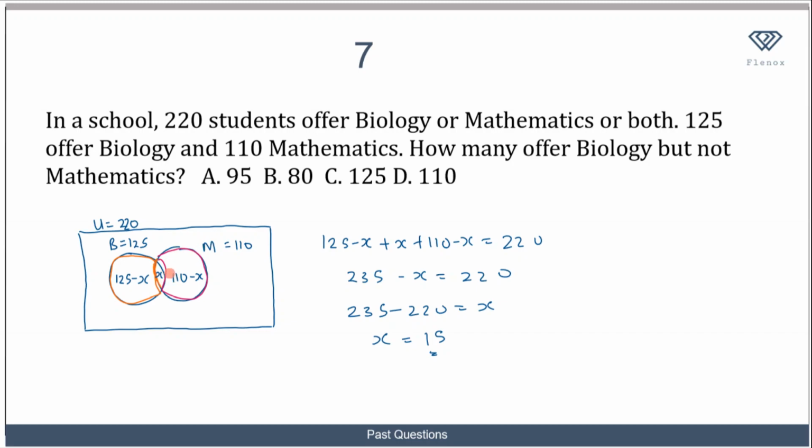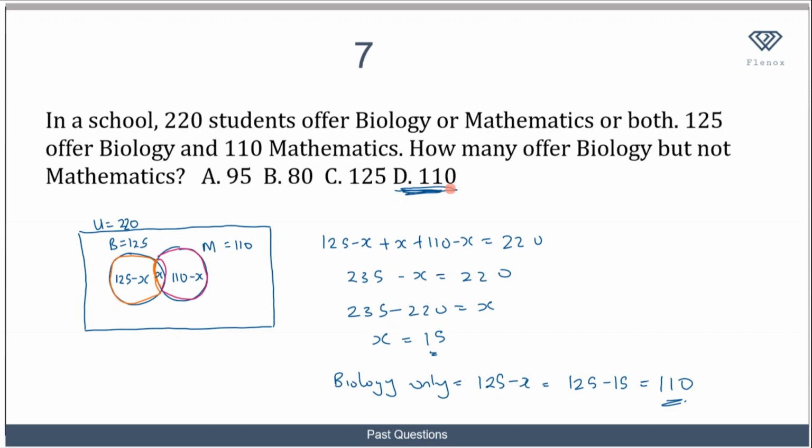But the question does not ask me to find the number of people offering both subjects. It asks me to find the number that offer biology but not mathematics, which is represented by this orange region, and which we have defined as 125 minus X, or 125 minus people taking both. So the number of people taking biology only is 125 minus X. That is going to be 125 minus 15, which is equal to 110. So the number of people taking biology but not mathematics is 110, which is option D.